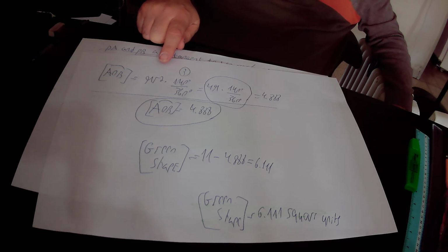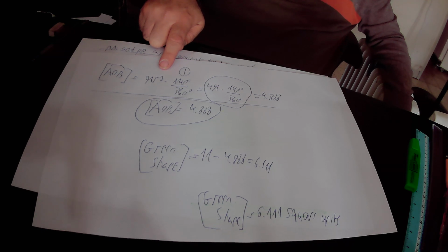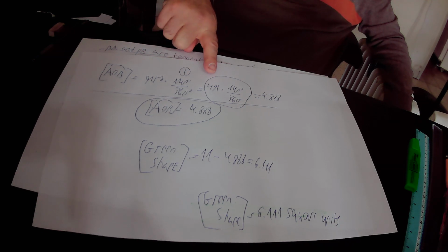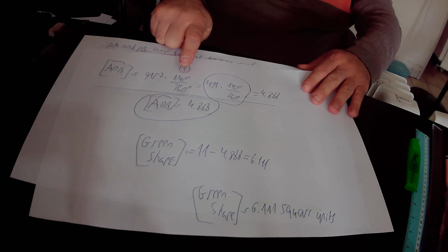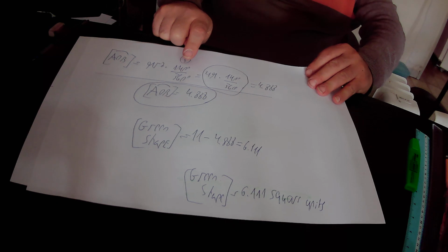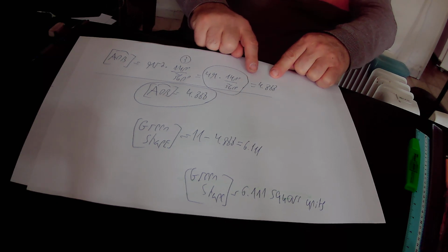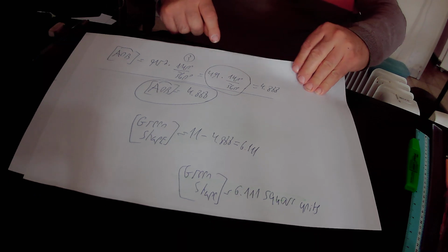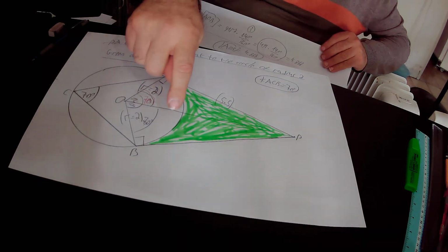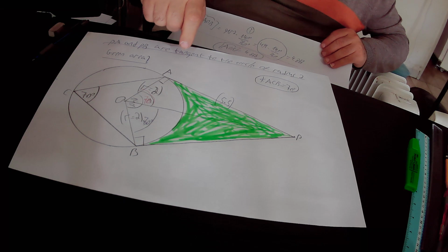So the area of sector AOB equals pi r squared. R is 2, therefore r squared is 2 squared, that is 4. So in total, the area of the sector equals 4 pi times 140 degrees over 360 degrees. So 4 pi times 140 degrees over 360 degrees is equal to 4.888 square units. In conclusion, the area of this sector AOB equals 4.888 square units.